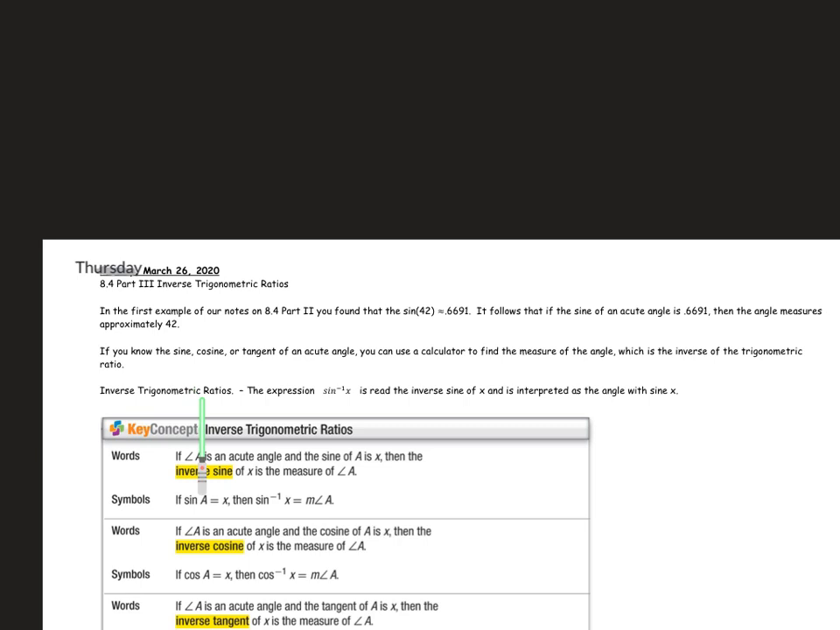So the inverse trig ratios are the following. They have like this power, I guess you would say, to the negative first. So the expression inverse sine of x is how we read this, and it is interpreted as the angle with sine x. So we're going to study these inverse trig ratios.